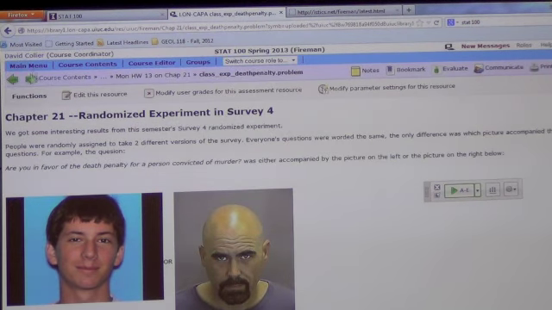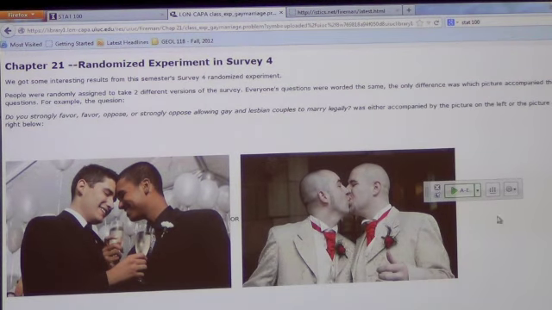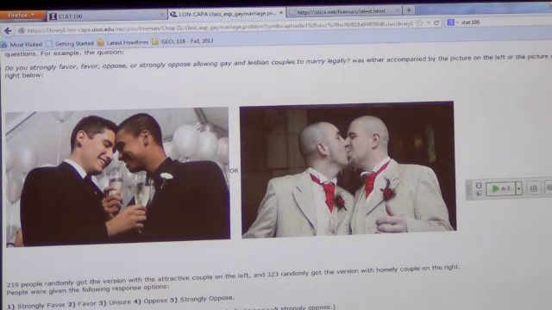Then I did the same thing with a bunch of questions. Do you strongly favor or oppose gays and lesbians legally being able to marry? And you either had this picture, which I thought was the more attractive couple, or this, which I thought was the more average looking couple. So I thought, you see this couple, you say, oh yeah, I'd like to go to their wedding maybe. So I wanted to see if it would affect your answers.